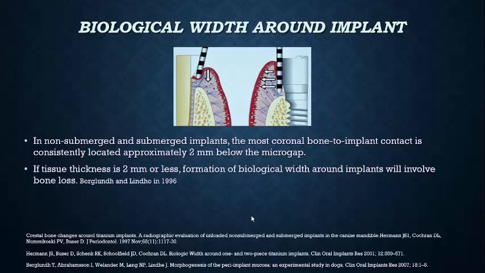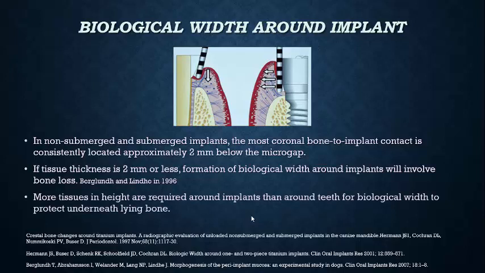However, if the tissue thickness is 2 mm or less, formation of the biological width around the implant will involve bone loss. That's why we will see bone loss around the implant if we have a thin biotype, because there will be what we call biological width formation at the expense of the bone around the neck of the implant. More tissue in height is required around the implant than around teeth for biological width to protect the underlying bone.